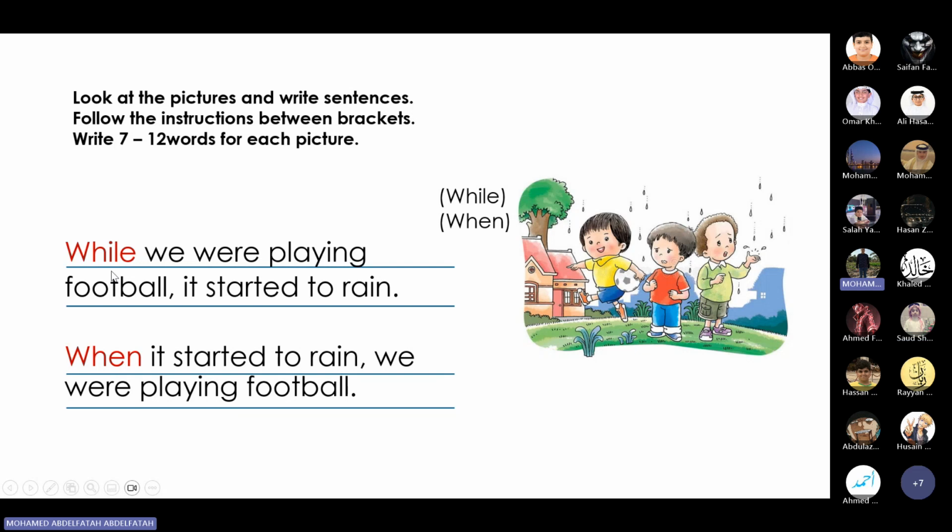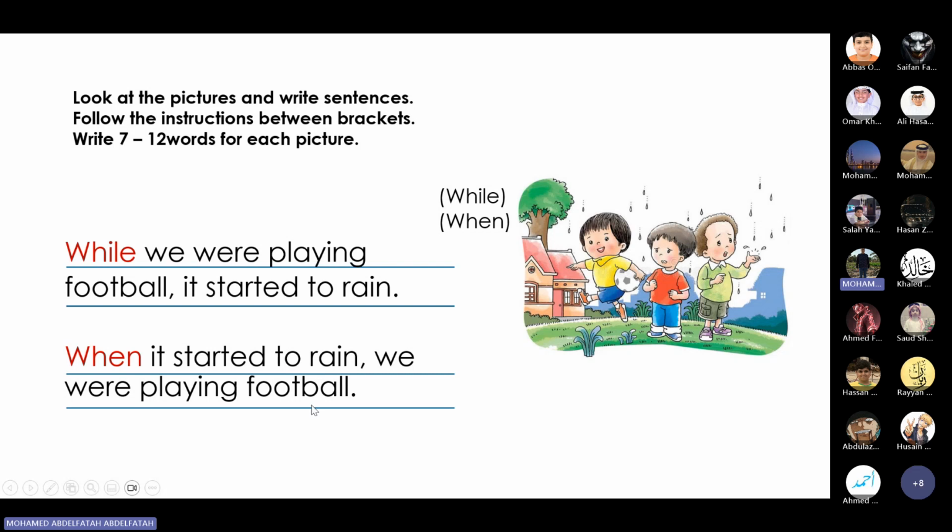Bravo, Saud. Look here. When we use while, we use the past continuous tense, was or were plus ing, while we were playing. This is what happened first. And then the past simple. It started to rain. Past continuous, past simple, with while. On the other hand, we use when with the past simple. The past simple is the second action. What happened later? What happened meanwhile? When it started to rain, we were playing football.